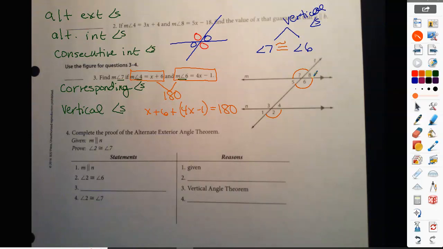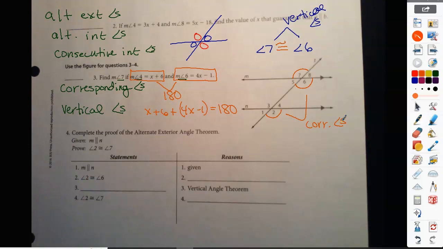Oh, they're corresponding. Angle 2 and angle 6 are corresponding angles. Okay, so these are corresponding angles. So I'm going to use a lot of shorthand. Okay. That is not the answer for number 2. Are you sure? Let me rephrase. Are you sure? Corresponding angle postulate.